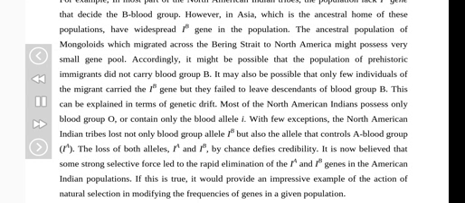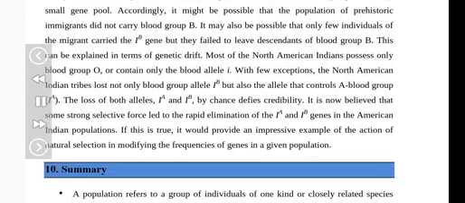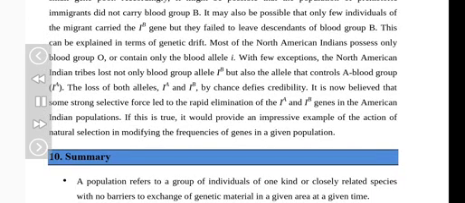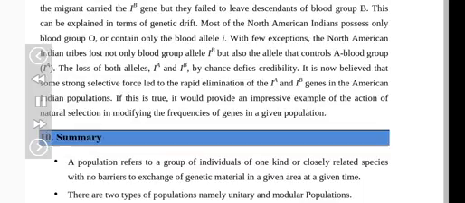Most of the North American Indians possess only blood group O, or contain only the blood allele i. With few exceptions, the North American Indian tribes lost not only the blood group allele IB but also the allele that controls A blood group, IA. The loss of both alleles, IA and IB, by chance defies credibility. It is now believed that some strong selective force led to the rapid elimination of the IA and IB genes in the American Indian populations. If this is true, it would provide an impressive example of the action of natural selection in modifying the frequencies of genes in a given population.